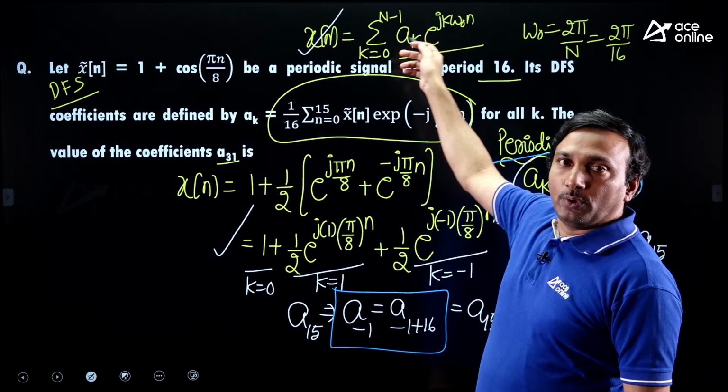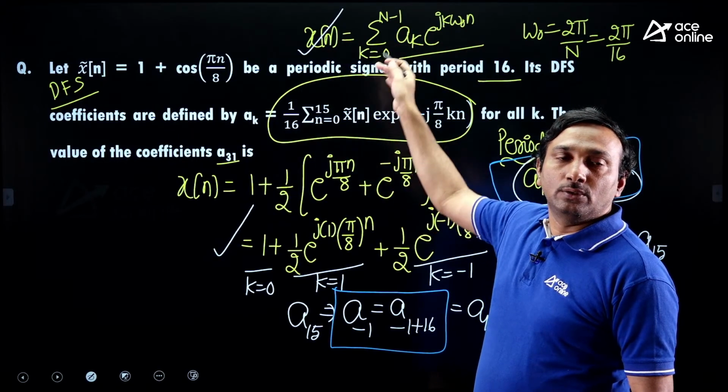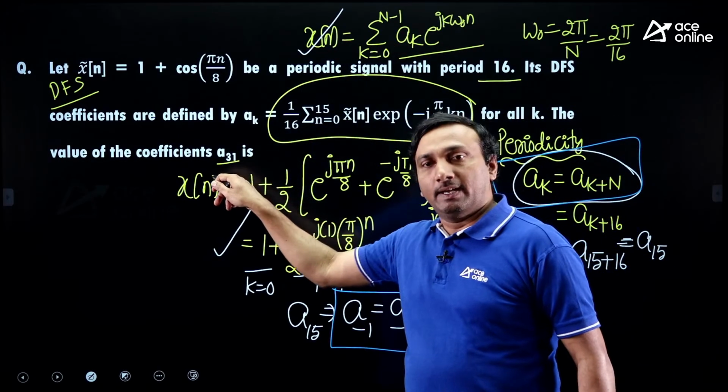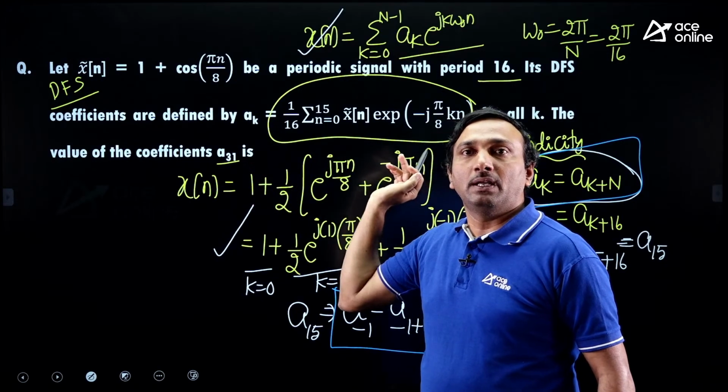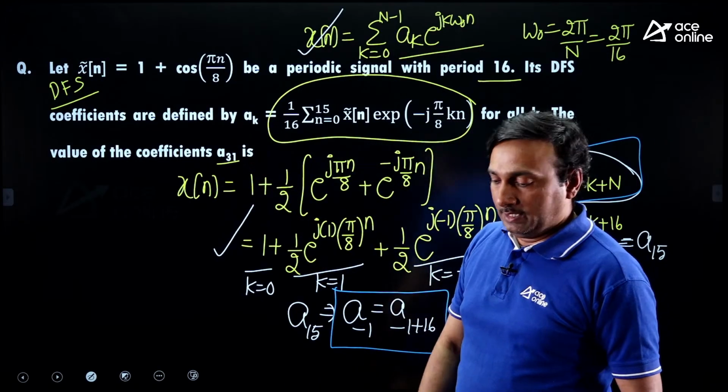The standard form of discrete Fourier series is known. Expand and do the comparison. When the index is outside the given range, it means simply the application of which property? a_k equals a_(k plus N).